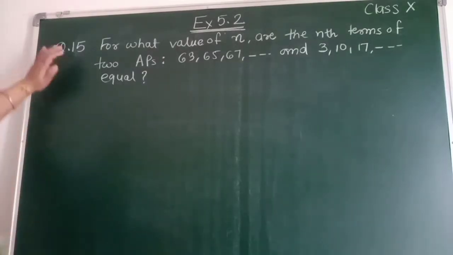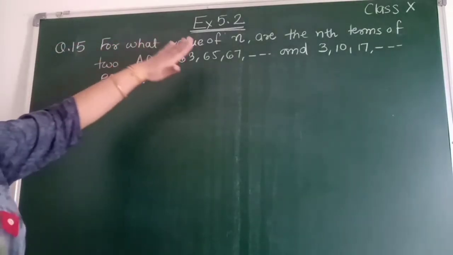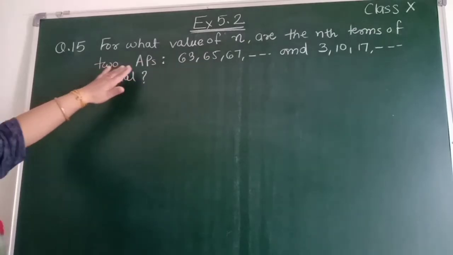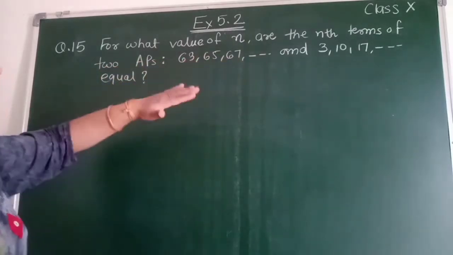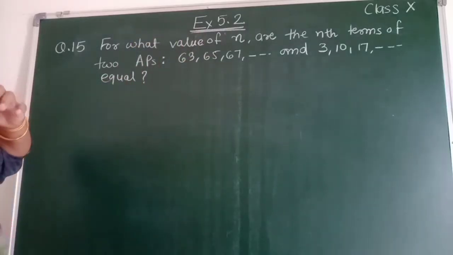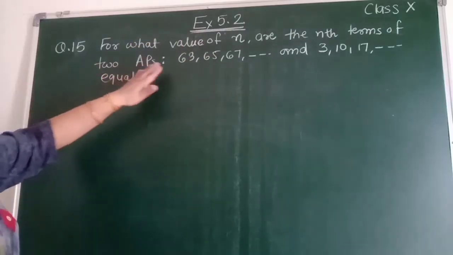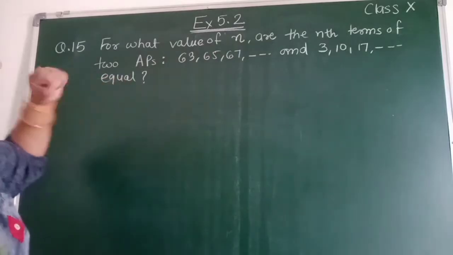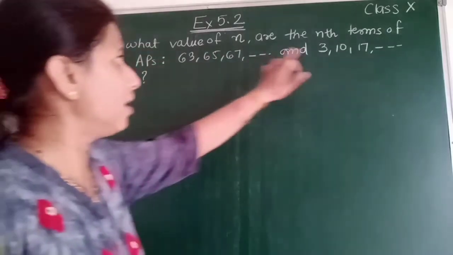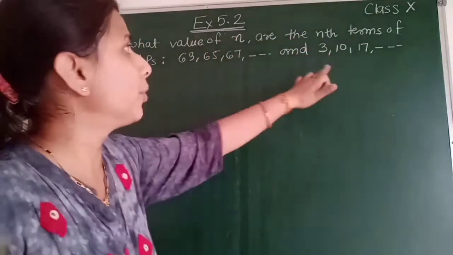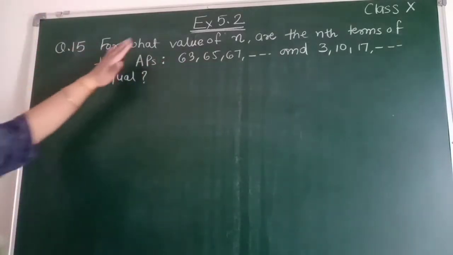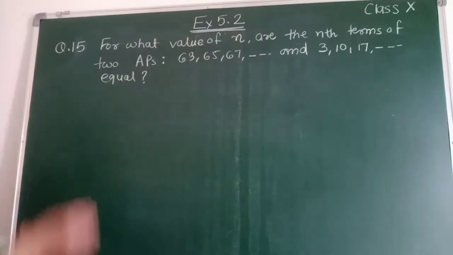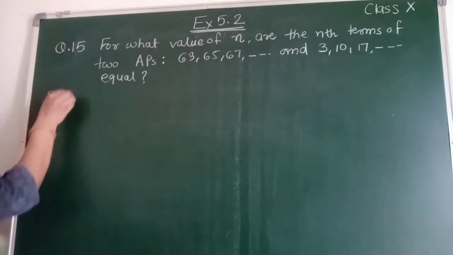Question number 15 is: for what value of n are the nth terms of two APs, 63, 65, 67 and so on, and 3, 10, 17 and so on, equal? It means, student, there are two APs here and it is given that the nth terms of both the APs are equal. Then we have to find the value of n. Start the solution.